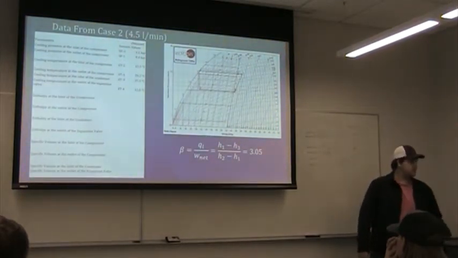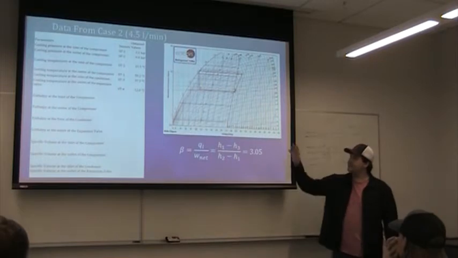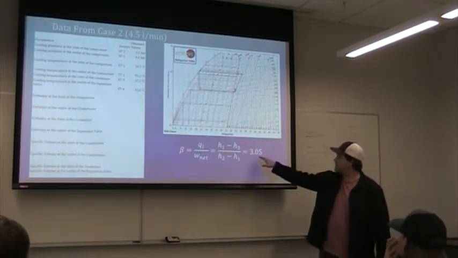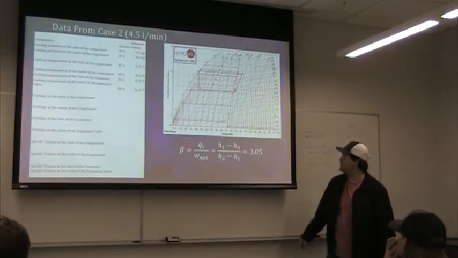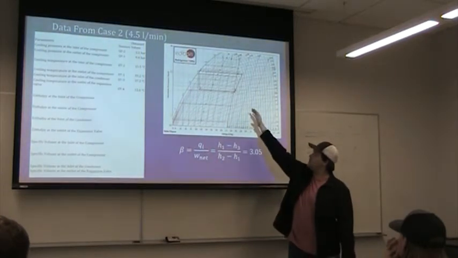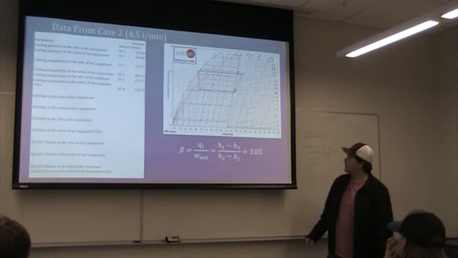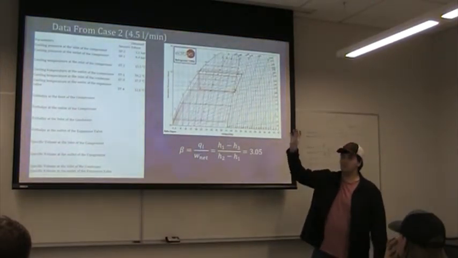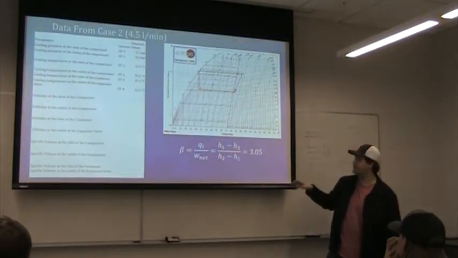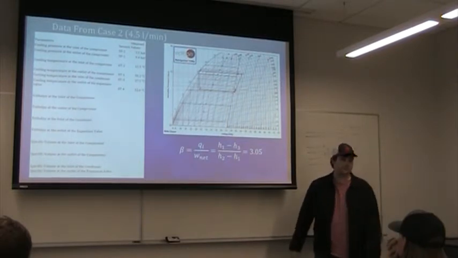So we're going to move on to the next one. We have 4.5 liters per minute. Now here, as you can see, our efficiency went up, and actually our state 4 moved over to the left some, so it's 3.05. This resembles more closely the ideal cycle rather than the last one where we had 6 liters per minute.